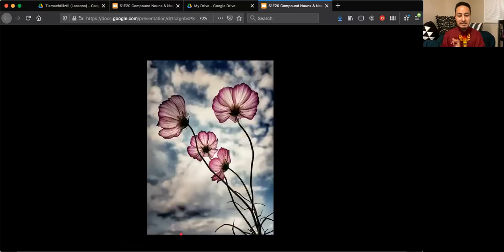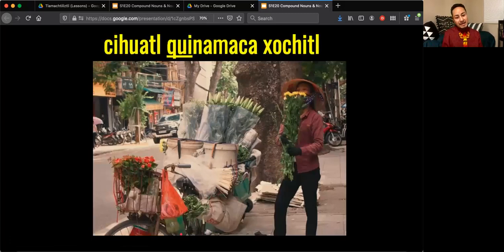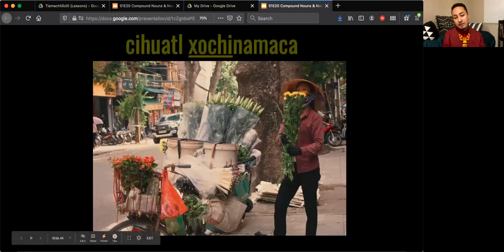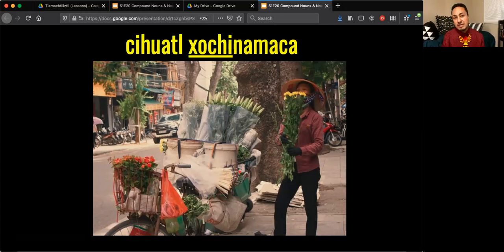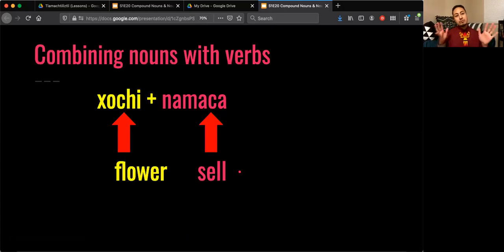Another example, I have the word xochitl. Inin se xochitl. Inin sihuatl kinamaka xochitl. Or sihuatl xochinamaka. So these were two examples of how Nahuatl can combine one noun with the verb.